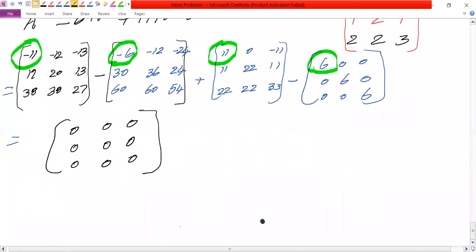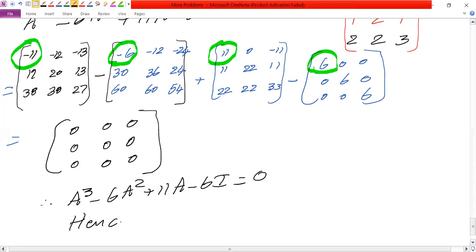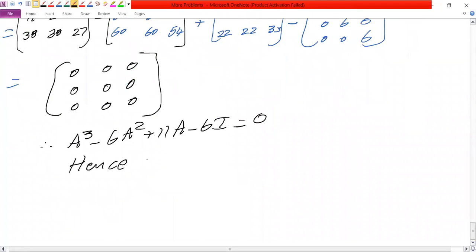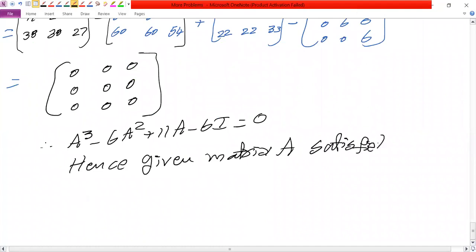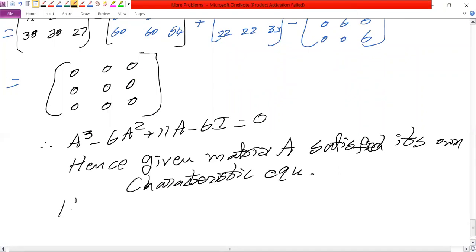4C4. You want to write on the screen? I'll give a chance, no problem. Therefore, A cube minus 6A square plus 11A minus 6I equals O. Then what can we say? Hence, a null matrix has come, which means the characteristic equation is satisfied. Yes, sir. Hence, the given matrix capital A satisfies its own characteristic equation. Hence, Cayley-Hamilton theorem verified.